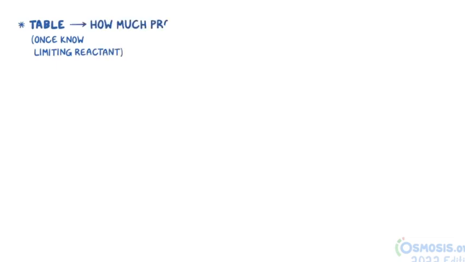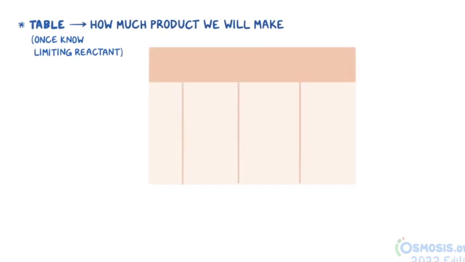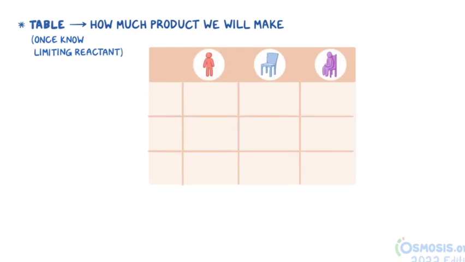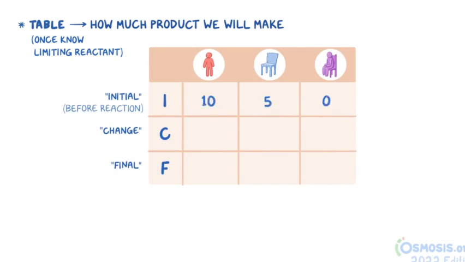We can also set this problem up by drawing a little table. Once we know our limiting reactant, drawing a table helps us figure out how much product we'll make. The columns of our table correspond to each part of our chemical reaction. Here, these are people, chairs, and sitting people. We label the rows with I for initial, C for change, and F for final. In the initial row, we put down all the values we start with, before the reaction takes place. So we write down numbers corresponding to 10 people, 5 chairs, and 0 sitting people.